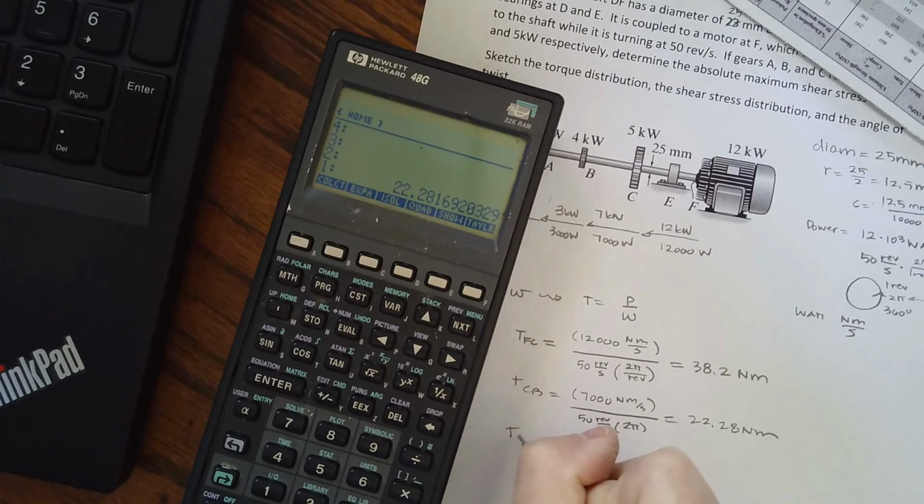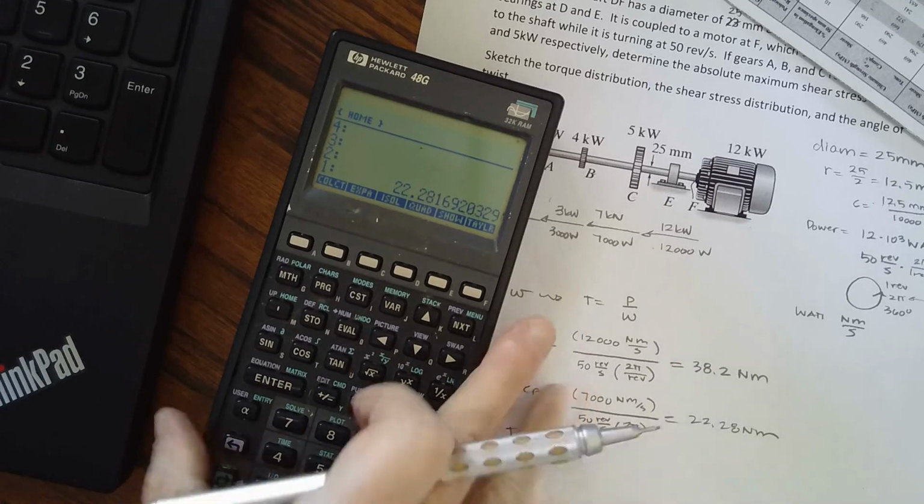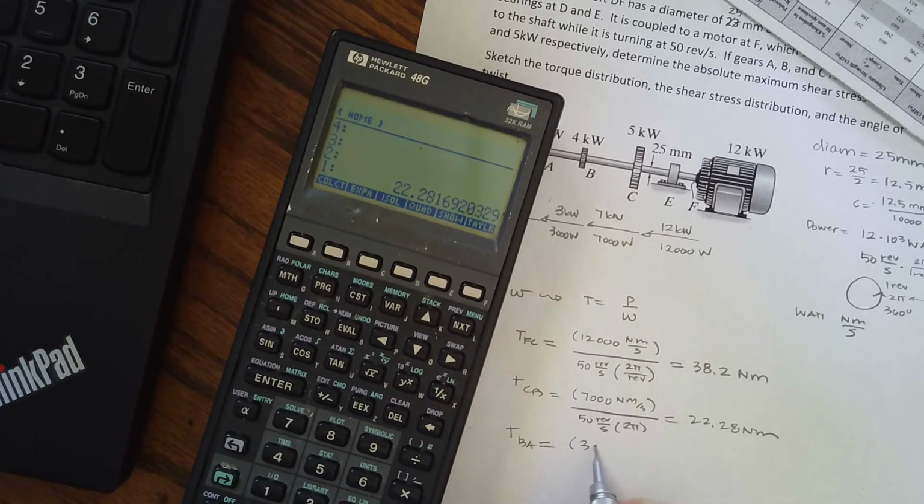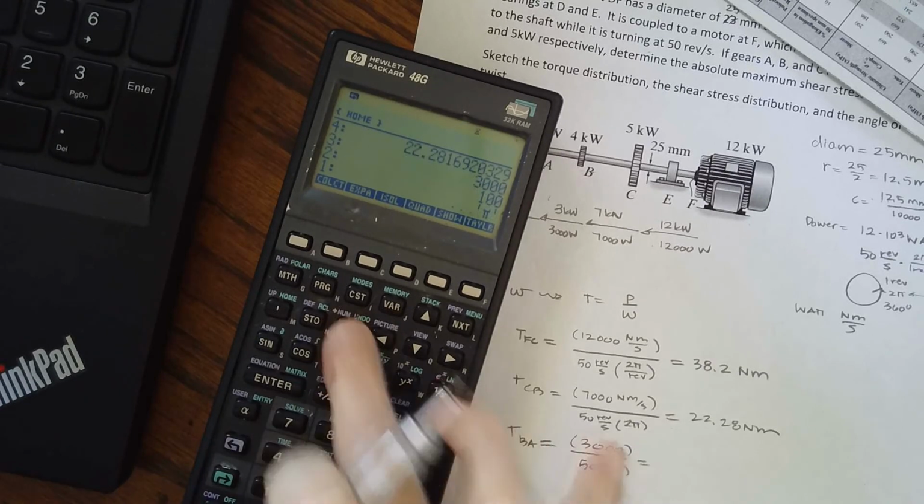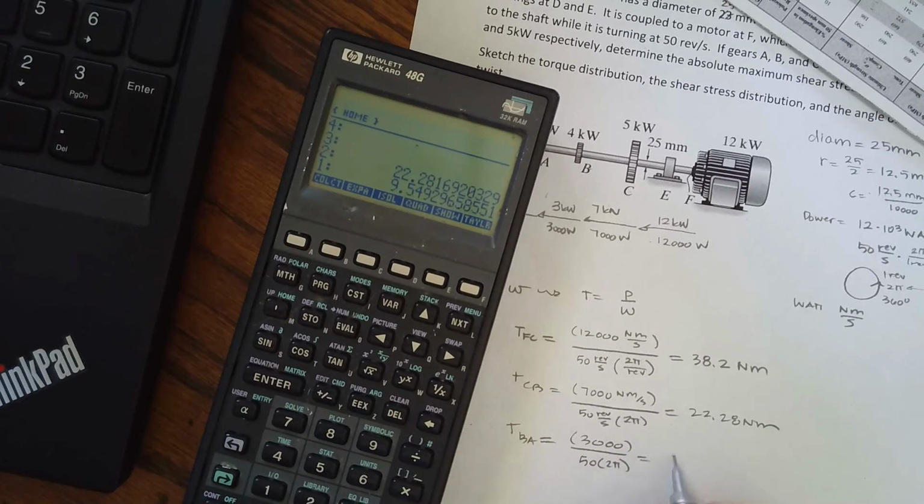And then the torque from B to A equals 3,000. We already know the units are working out right. And then 50 times 2 pi, 3,000 times 50 times 2 times pi, divided by, and I get 9.55 Newton meters.